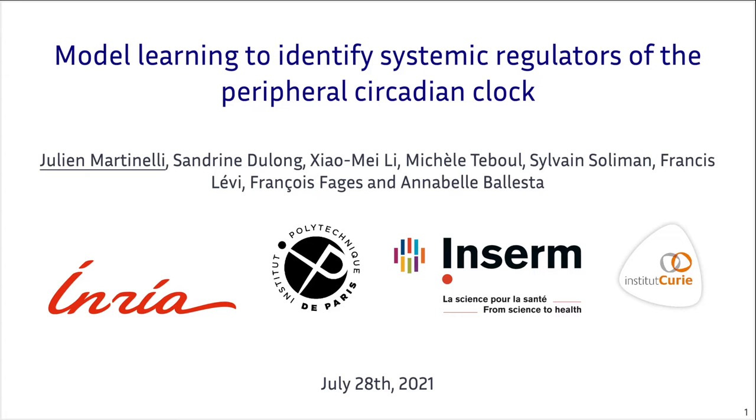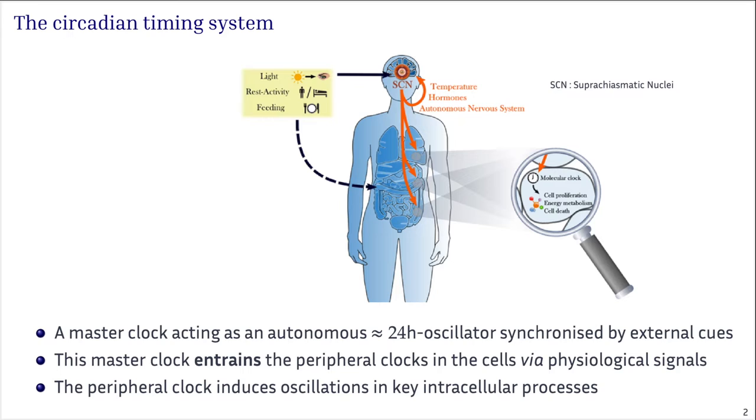So, most biological functions in mammals display a 24-hour rhythm. These rhythms are called circadian rhythms, and they are generated by a hierarchical system called the circadian timing system, which is composed of circadian clocks that can be found in each nucleated cell.